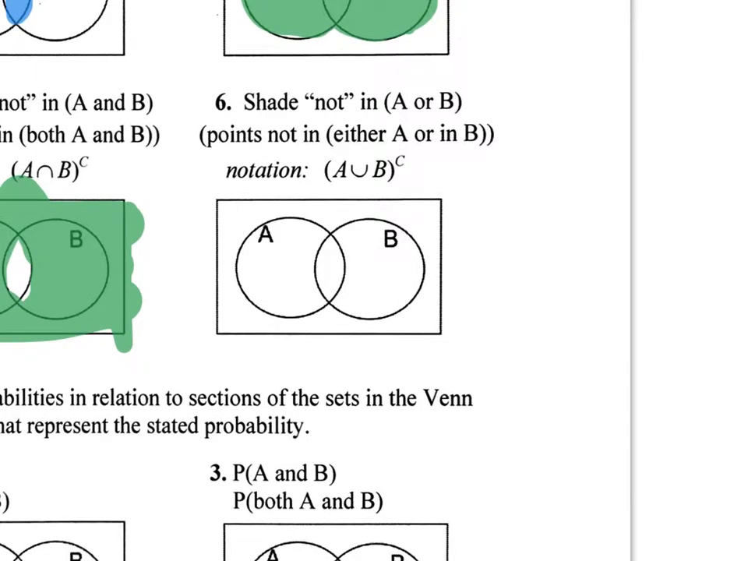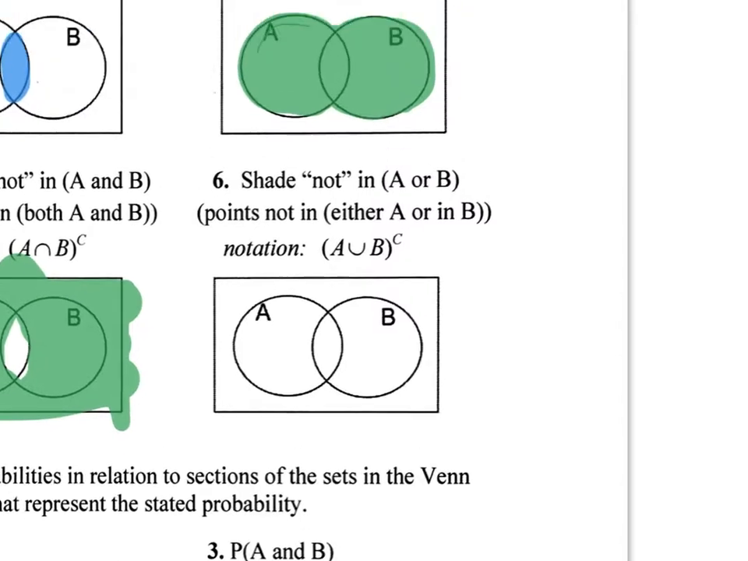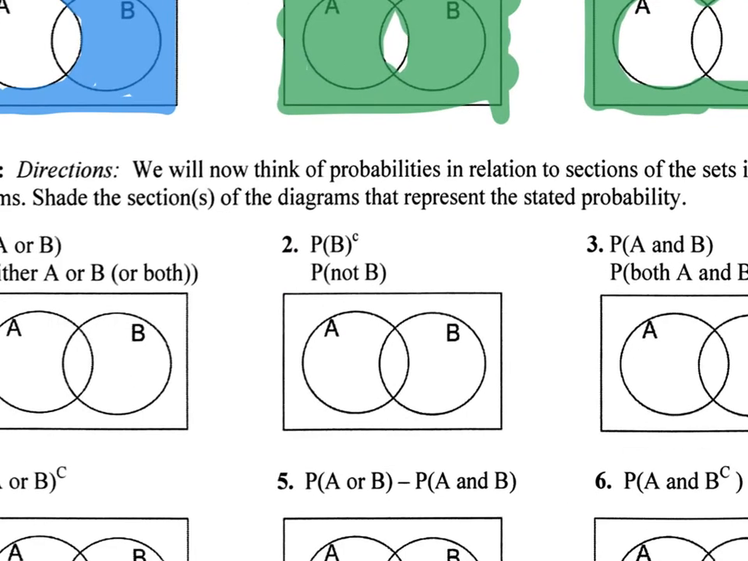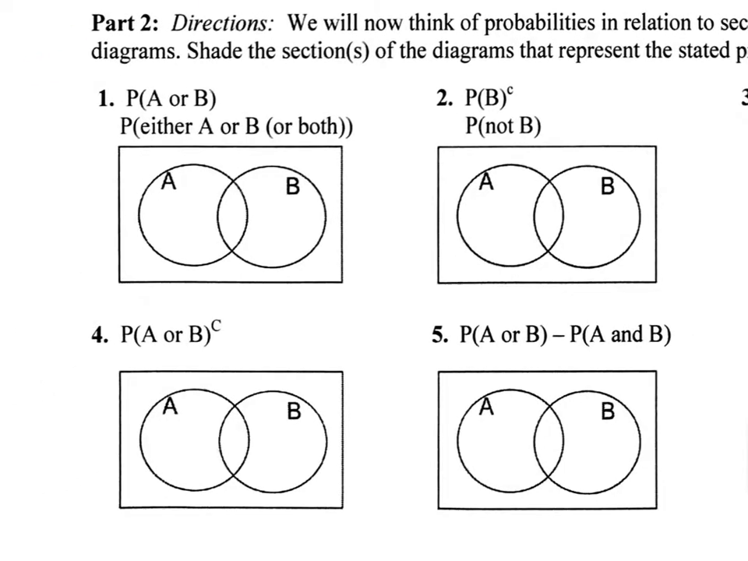Shade not in A or B. Okay, so we know A or B would be, if you look at this one right up here, this is A or B, so everything not in it, so everything else. All this stuff outside. Now, I'm going out of the bounds here, but we assume that it's in a box, so that's all the people. That's like the set. So it's not everything in the whole world, it's just out of this group of people or group of things.